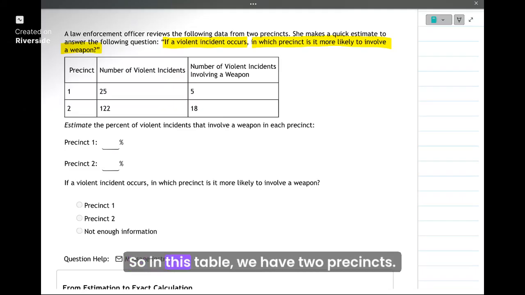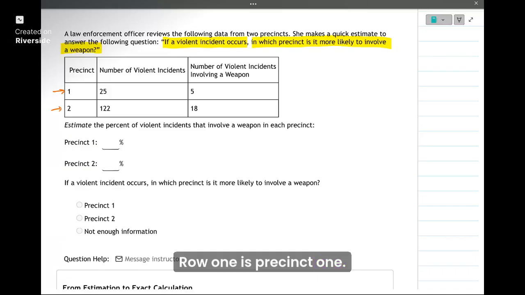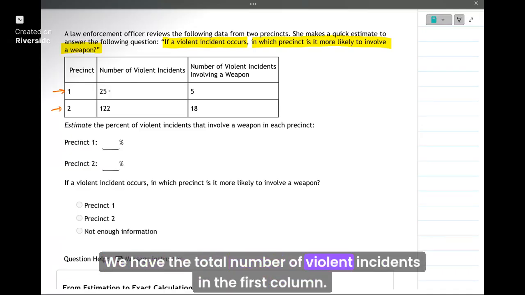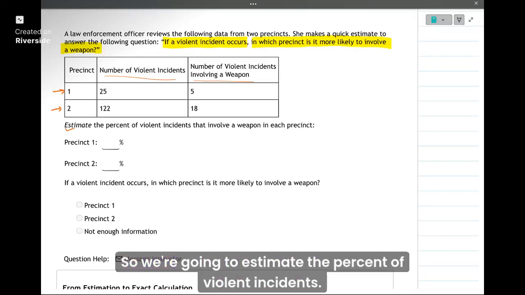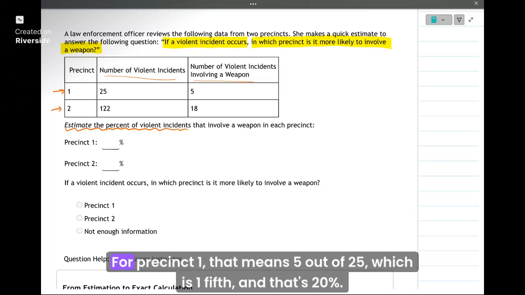So in this table, we have 2 precincts. Row 1 is precinct 1. Row 2 is precinct 2. We have the total number of violent incidents in the first column, and then we have the subset of violent incidents that involve a weapon in the second column. So we're going to estimate the percent of violent incidents. Well, for precinct 1, that means 5 out of 25, which is 1/5, and that's 20%.